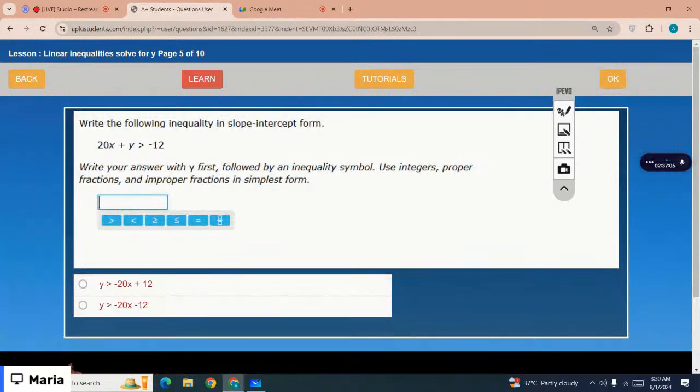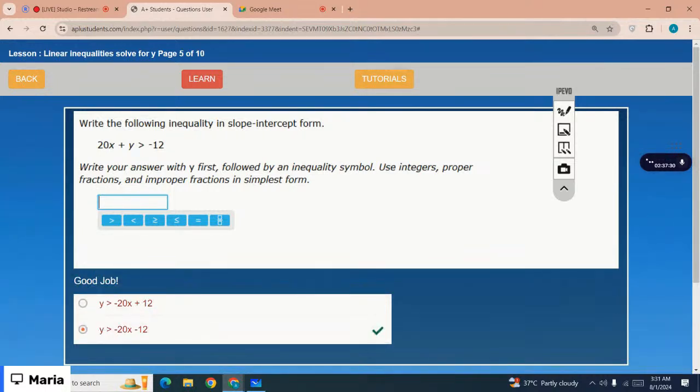Write the following inequality in slope intercept form. So which is the correct option? Yes, that is equation number 2. Y is option number 2. Y is greater than negative 20x minus 12.